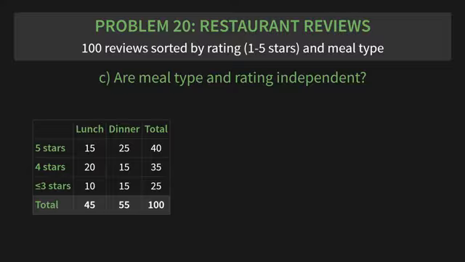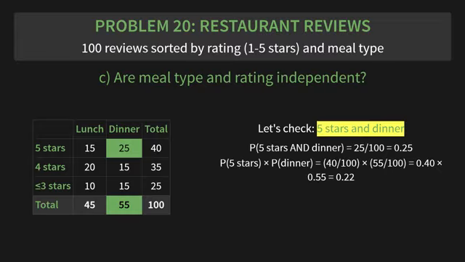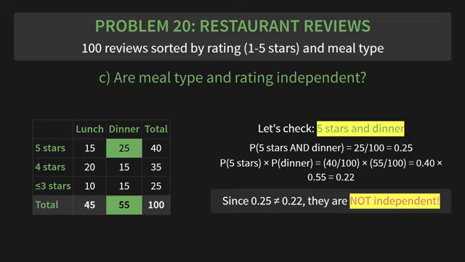Final question, and this one ties everything together. Are meal type and rating independent? Remember, for independence, the probability of both events must equal the product of their individual probabilities. Let's test it. The probability of 5 stars and dinner? 25 out of 100. That's 25%. If they were independent, what would we expect? Probability of 5 stars, 40%, times probability of dinner, 55%, equals 22%. But we actually observe 25%. They're not independent. Dinner customers are more likely to give 5 stars than pure chance would suggest.